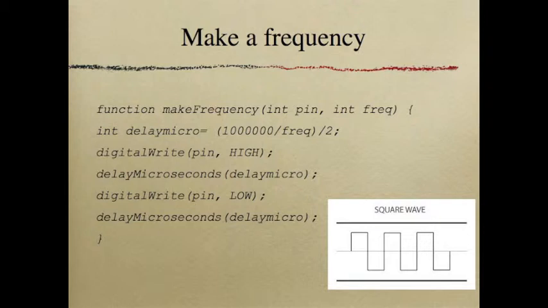How will you calculate the frequency? Well, we know that there are 1 million microseconds in a second. So let's say that I want 262 waves in a second. So I just divide 1 million by 262 and then divide that value by half to generate the half period time.